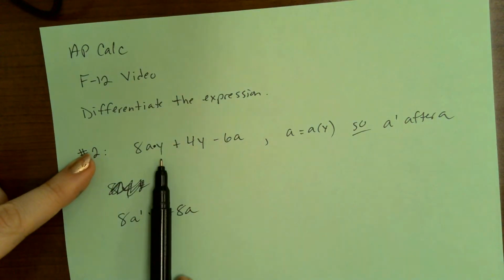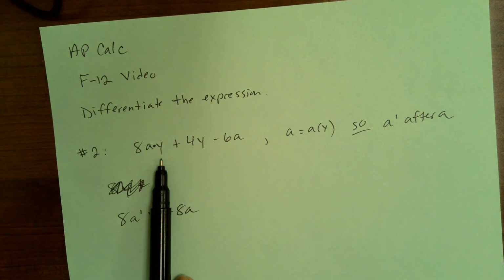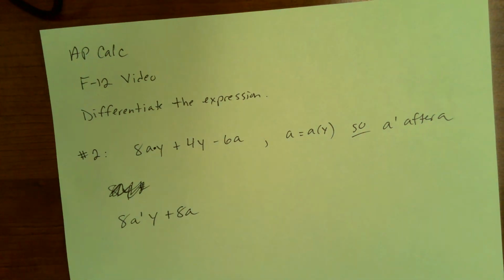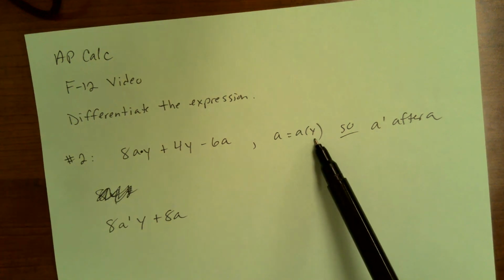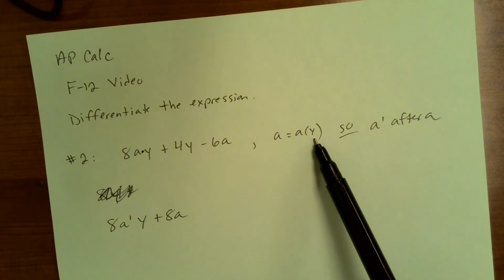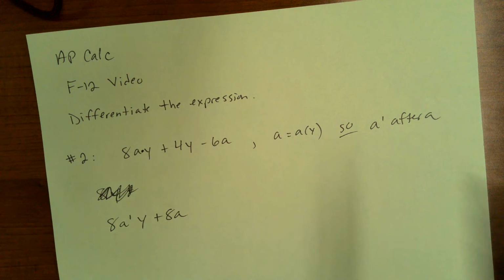What's the derivative of Y? In this situation, it is just 1. You don't follow it with a Y prime because Y is the independent variable. It's the input variable in this case. Not usually, but in this case it is.